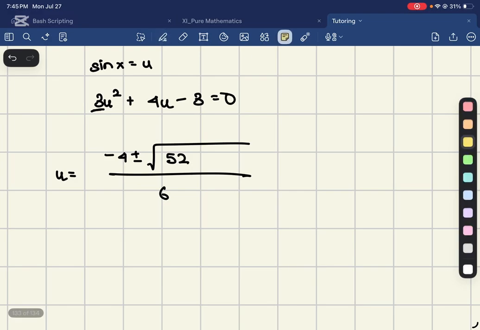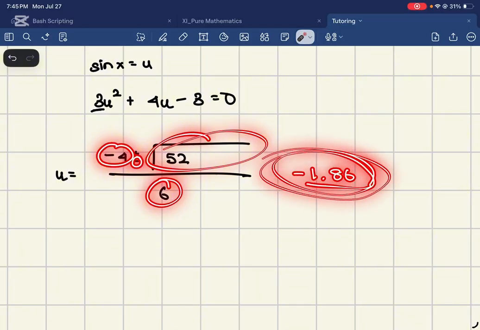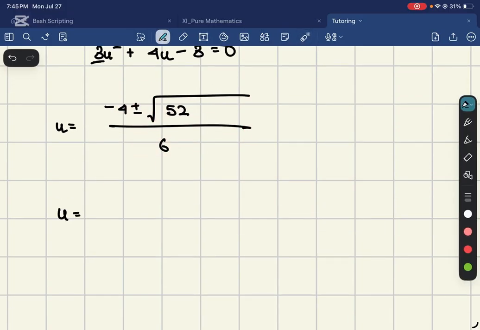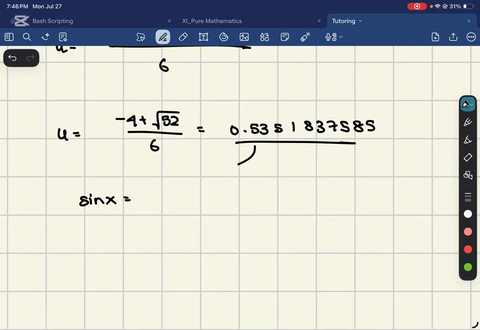If you look at the negative solution, minus 4 minus square root of 52 divided by 6, that is negative 1.86. And remember, sine of x, which is what we're working with, has to be bigger than or equal to negative 1. So the only solution that we have to worry about is the positive solution. All right, so if you put this in your calculator, you get 0.5351837585. So sine of x is equal to this ugly value.